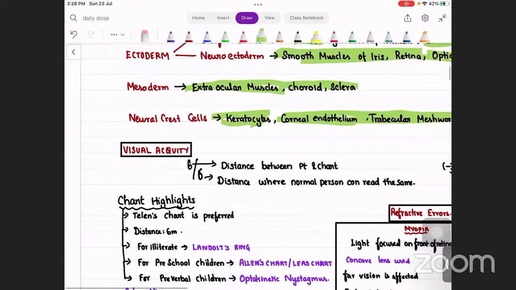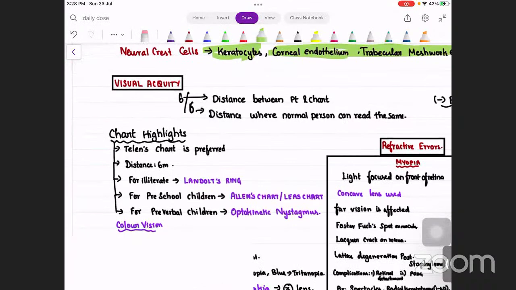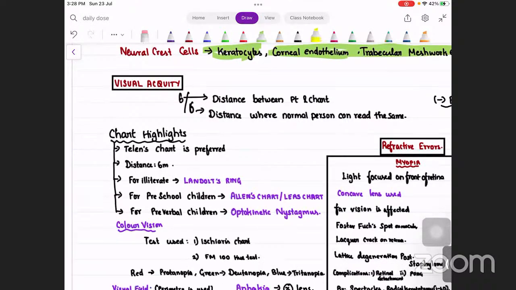Okay. Apart from that, you have visual acuity. In 6 by 6, the numerator indicates the distance between the patient and the chart, and the denominator is the distance at which a normal person can read the same line.